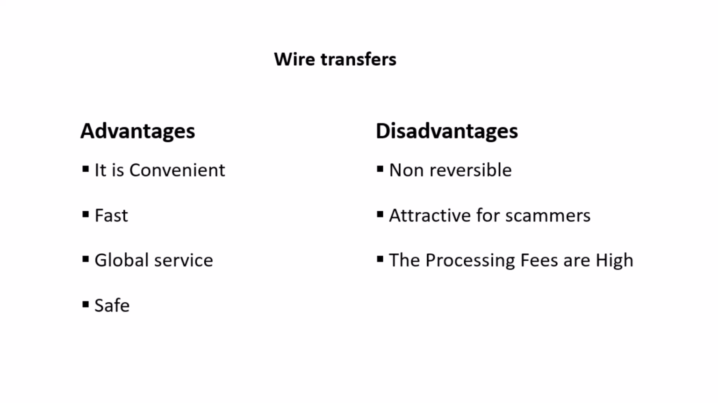So, disadvantages. Once the money has been sent, reversing it is a little difficult. So there's non-reversibility, and it also attracts scammers. That's true. People have always tried to break into the systems to take people's monies. The processing fees are also high. That's the charges and the processing fee involved in having a wire transfer for an import.